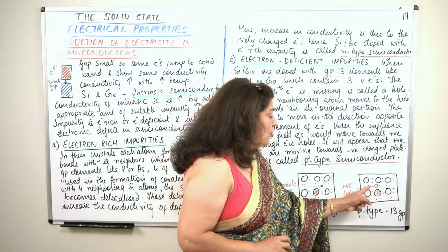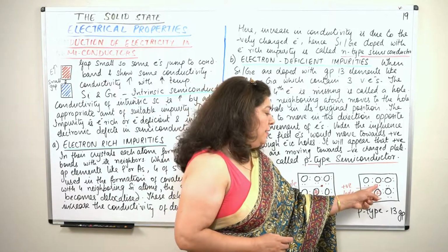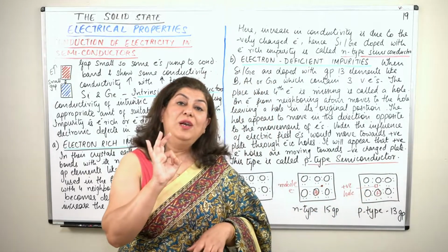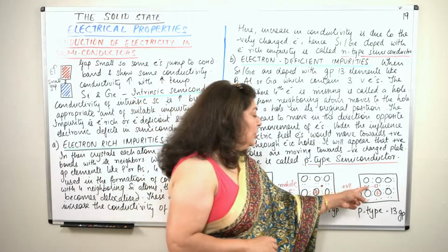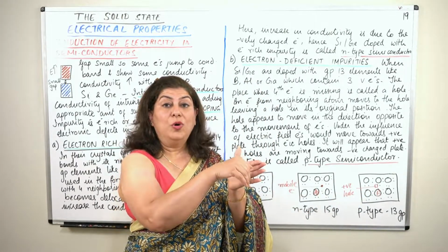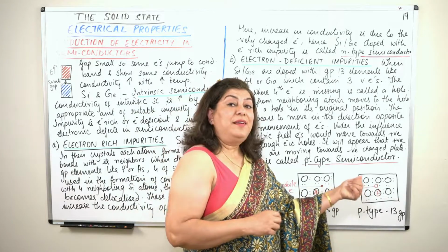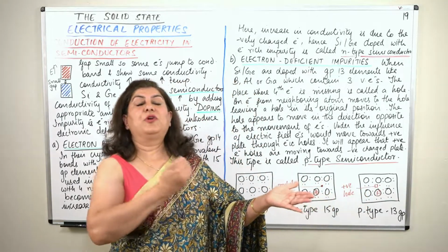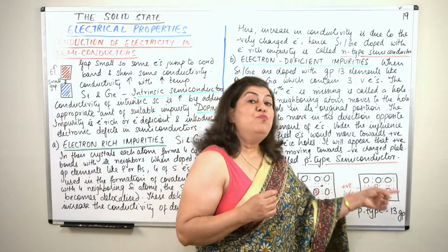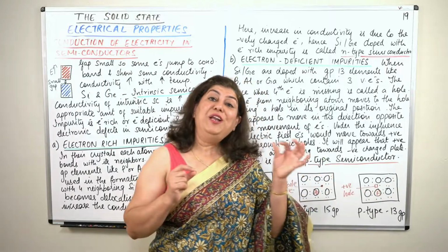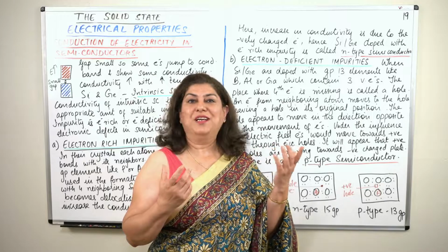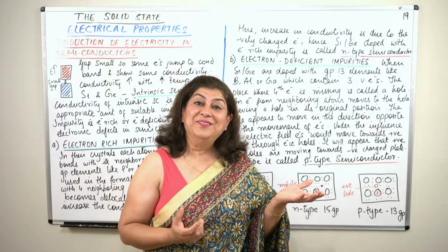So when this electron shifts here, what happens? Here there will be 2 electrons, but now this site becomes a hole. When this site becomes a hole, the next electron moves there to occupy that hole. But that creates the hole at the next spot and the process continues. But what is happening here? Electron is moving. When electron is moving, electron is negatively charged, and when a charged particle moves, that is electricity.